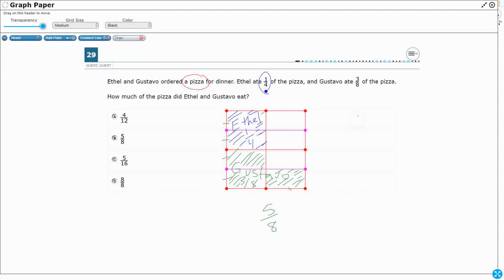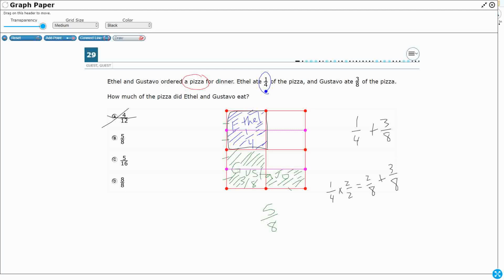Well, 1/4 plus 3/8. You don't just add straight across. 4/12, not the answer. You need common denominators. So we should hopefully think, you know what, if I double my 1/4, I'm going to get 2/8, right? Because Ethel ended up eating 2/8, right? Now you can simply add 2/8 and 3/8.